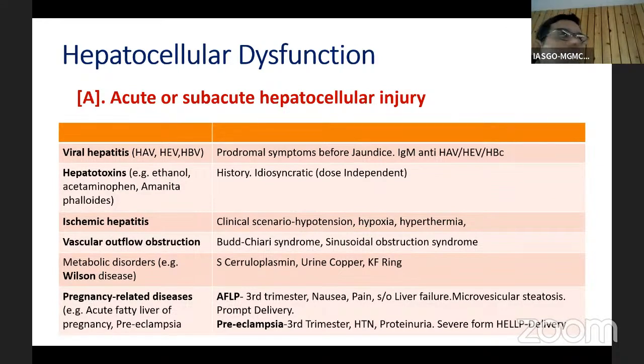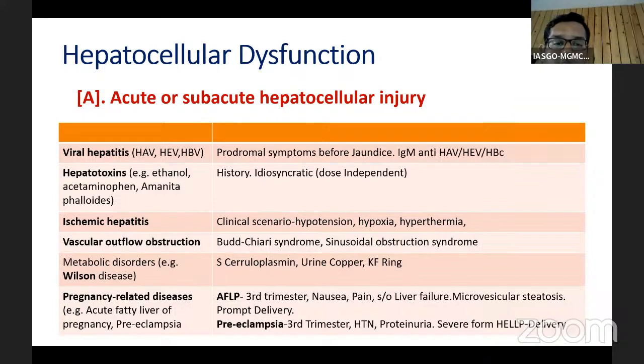There are also a few drugs which cause dose independent toxicities, that is idiosyncratic toxicities. Certain vascular outflow disorders like Budd-Chiari syndrome, sinusoidal obstruction syndrome, and metabolic disorders like Wilson's disease, which can be diagnosed with ceruloplasmin, urine copper, and KF ring, are also known to cause acute liver injury.